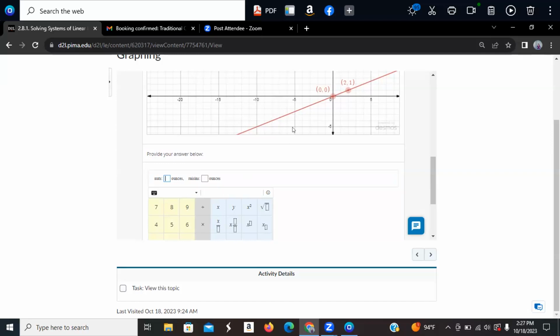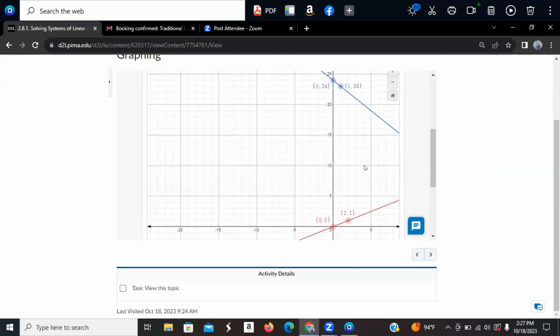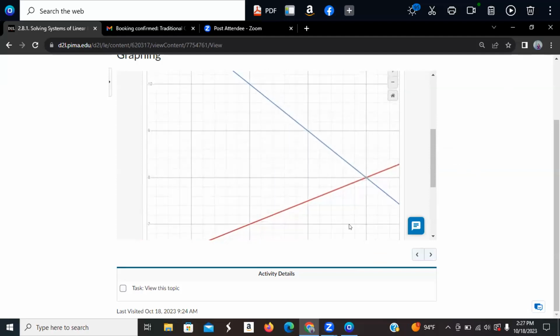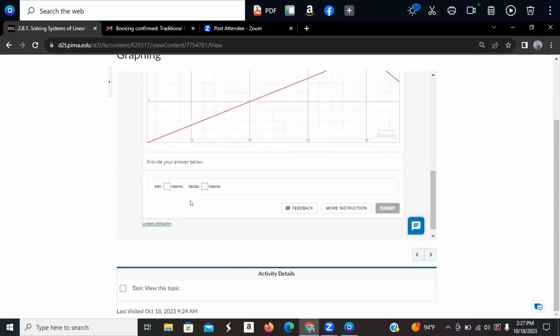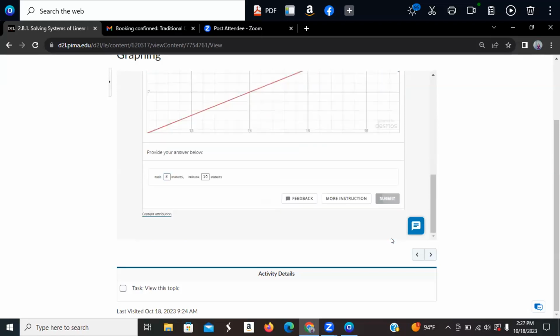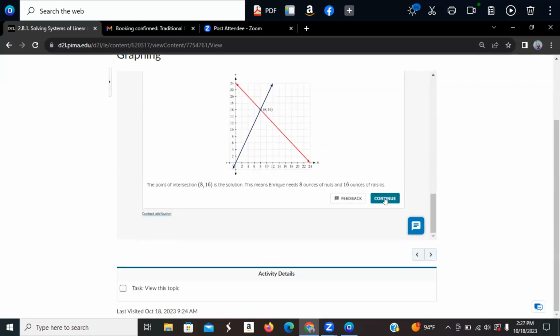So you have to look and see where they intersect. You're going to want to zoom and move the graph until you see the intersection point. You may need to zoom in there if you can't exactly see it. It looks like it's 16. So X, the number of raisins, is 16 ounces of raisins. That's the X value. And then the number of nuts is 8. Very good.